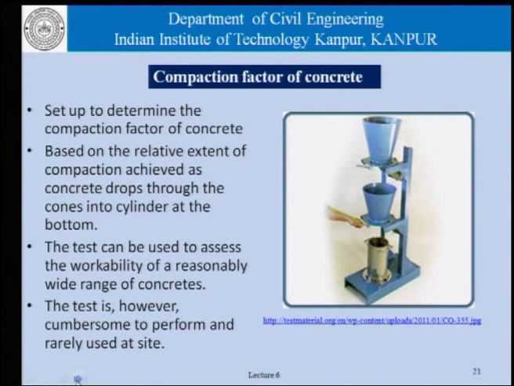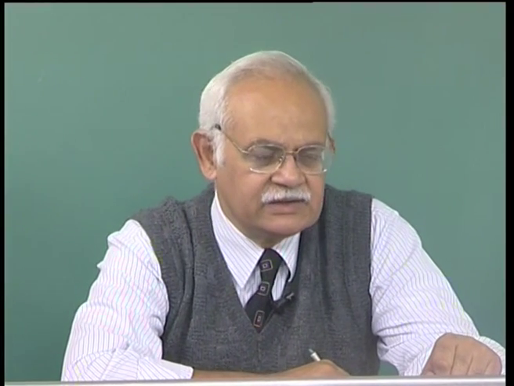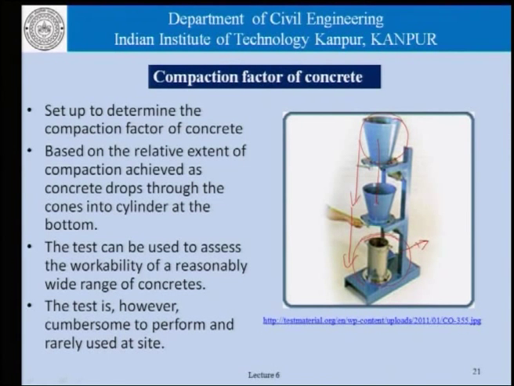Continuing from there, let us talk of the compaction factor test. Basically, what this test does is allows the concrete to fall from one container to another and then to another, and we compare the density of the concrete obtained here with respect to another density which is obtained by filling the same container and compacting the concrete using vibrators and so on, so that we get the maximum possible density.